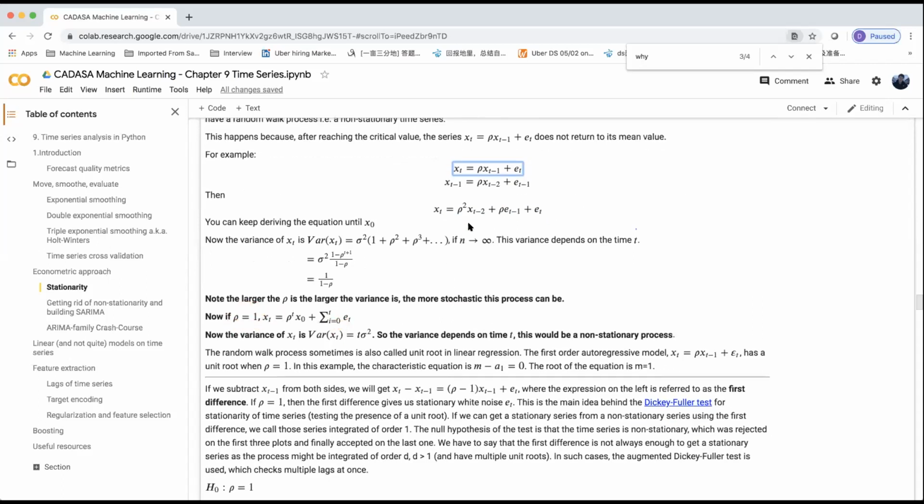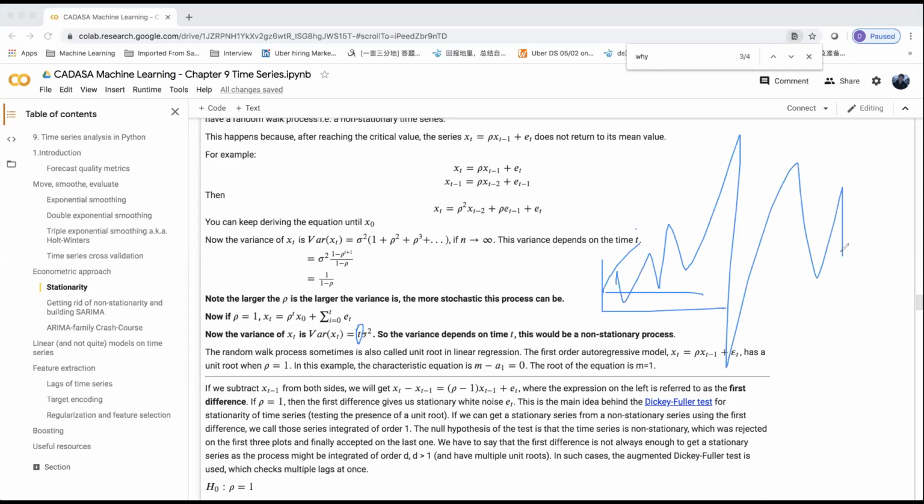Now, if rho equals 1, we would have xt equal to xt minus 2 plus et minus 1 plus et, so the variance would be t times sigma squared. Now the problem appears: the variance of xt depends on t. What we want is a variance that doesn't depend on t, one that is consistent over all time periods. But now, if t is 1, it's sigma squared; t equal to 2, 2 sigma squared; if t equals 100, it's 100 sigma squared. That tells you your x is going to spread out like this. If that's the case, there's no way you can predict the future x. We call this case, rho equal to 1, a random walk.